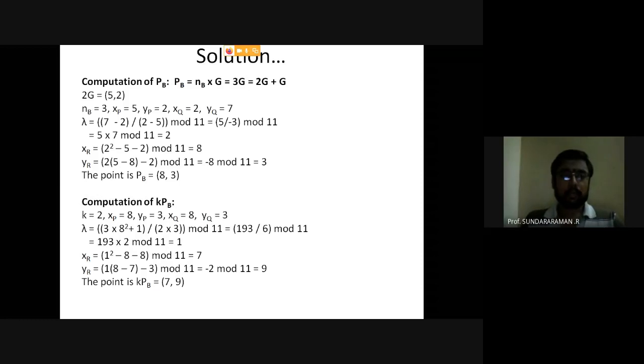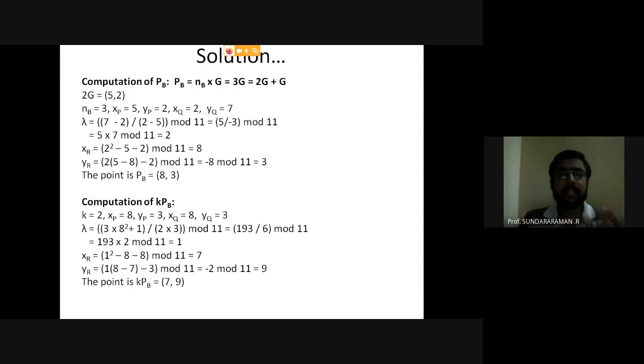Now, what I have to do is 2g plus g, to get 3g. Therefore, now what I am going to do is, because xp and yp, xp is equal to 5, yp is equal to 2, xq is equal to 2, yq is equal to 7, right?